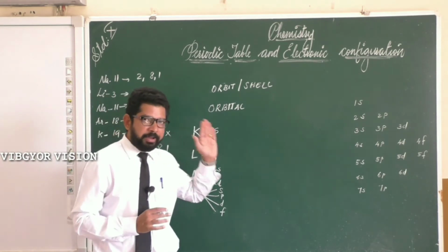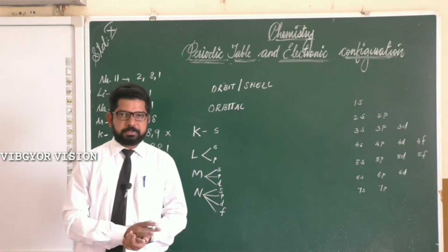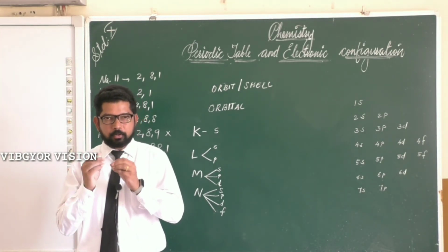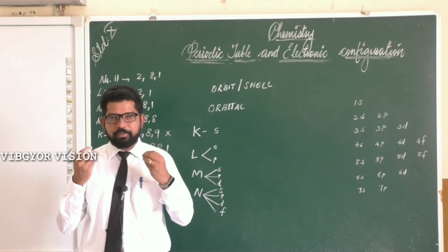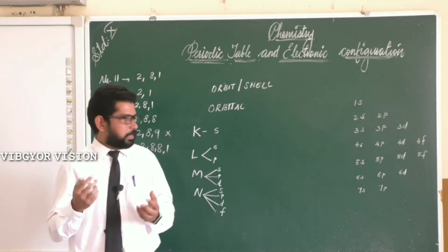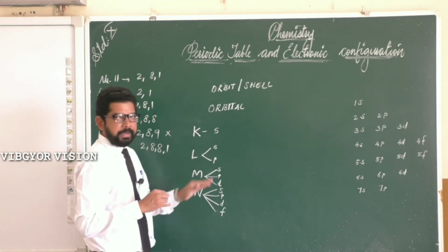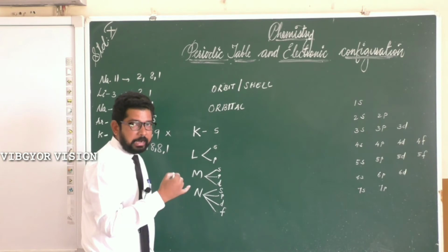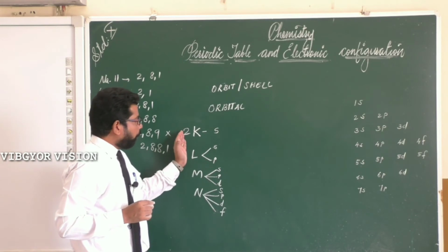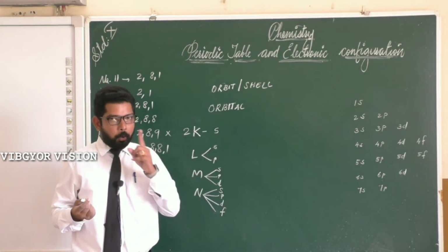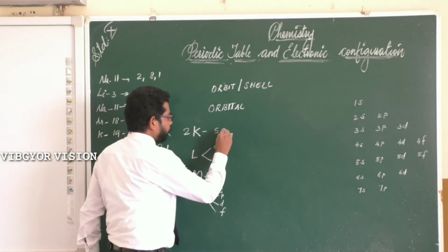Now let us find out the maximum number of electrons that can be accommodated in each subshell. We know the maximum number of electrons that can be accommodated in a shell. Now we can find out the maximum number in subshells. For example, the maximum capacity of the K shell is 2. K has only one subshell. So how many electrons will be in that subshell? That subshell contains 2.